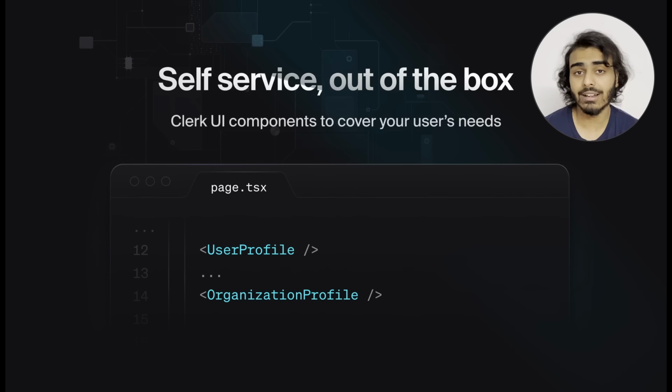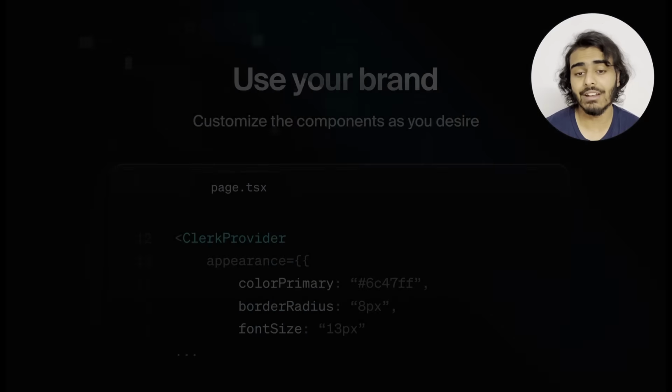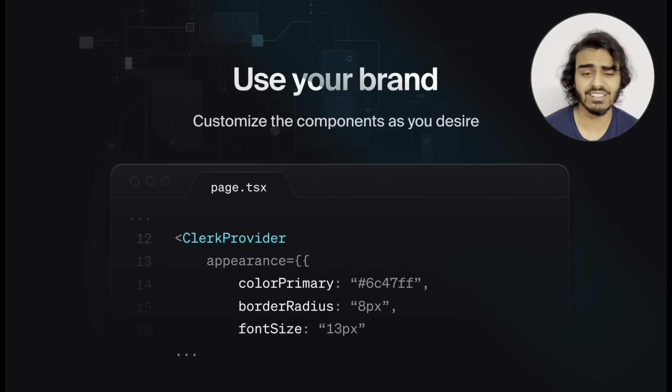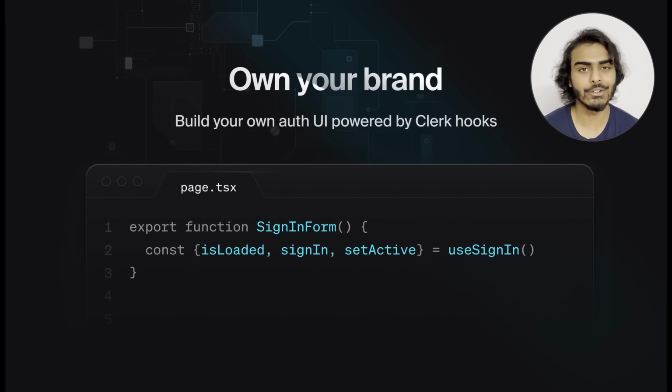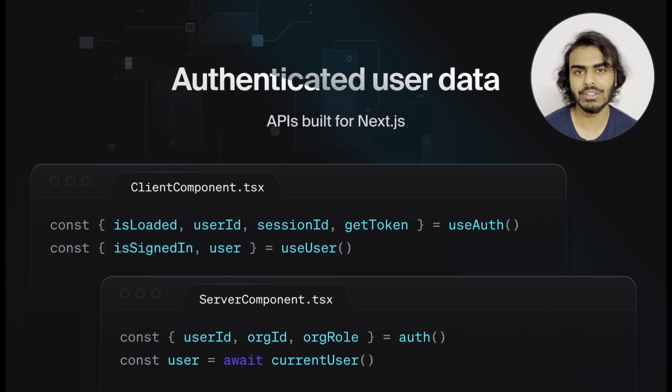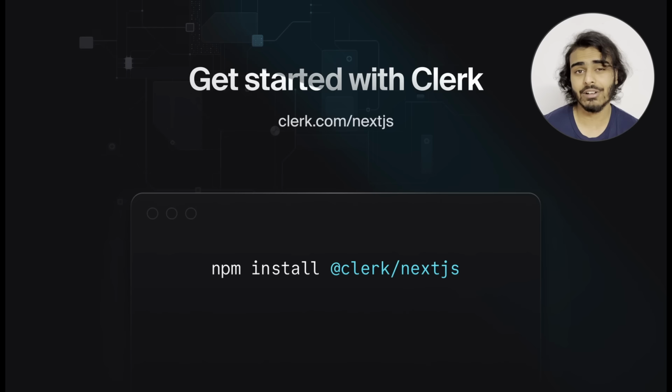The user profile and the organization profile components offer a complete self-service portal for your users to manage their account and org data. And of course, you can customize the components as you wish, or build your own with our React hooks. You can get the current auth state on the client with the useAuth or useUser hook, and on the server with the auth and the currentUser functions. You can check out our Next.js quick start guide and authenticate your Next.js application in a matter of minutes.